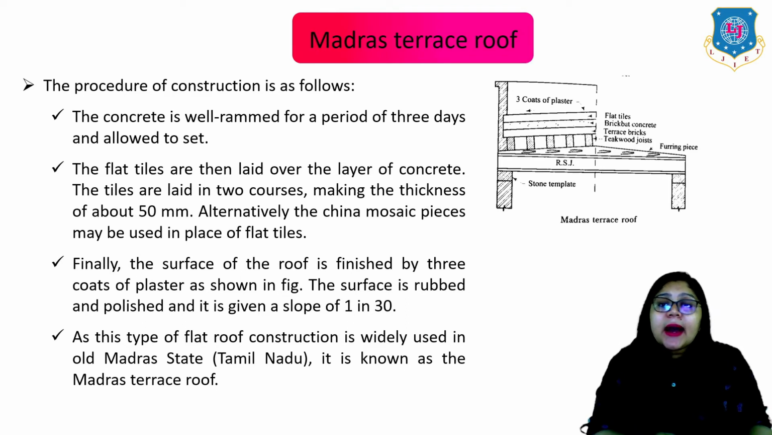The flat tiles are then laid over the layer of concrete. The tiles are laid in two courses, making a thickness of about 50 mm. Alternatively, china mosaic pieces may be used in place of flat tiles. Finally, the surface of the roof is finished with three coats of plaster as shown in the figure. The surface is rubbed and polished and given a slope of 1 in 30. As this type of flat roof construction is widely used in the old Madras state, Tamil Nadu, it is known as the Madras terrace roof. Here you can see a clear image.